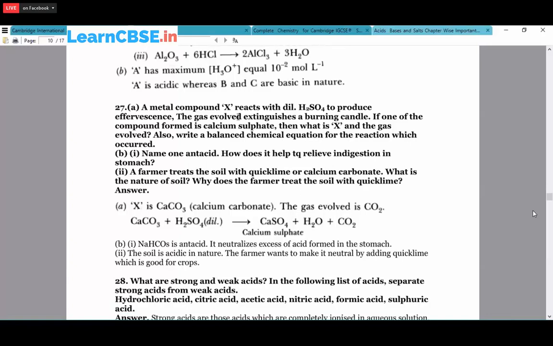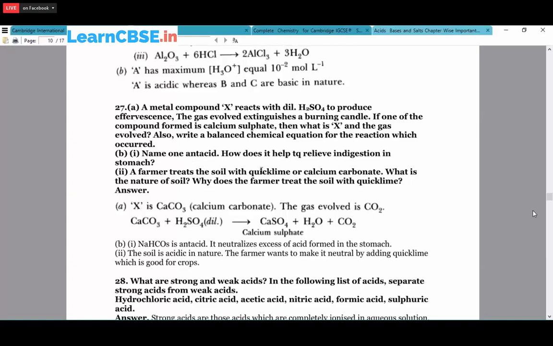A metal compound X reacts with dilute sulfuric acid to produce effervescence. The gas evolved extinguishes a burning candle. If one of the compounds formed is calcium sulfate, then what is X and the gas evolved? Also write a balanced chemical equation for the reaction. So X is nothing but calcium carbonate, because when you react it with H2SO4 or heat it, we will get CO2 gas. So this will extinguish the fire.